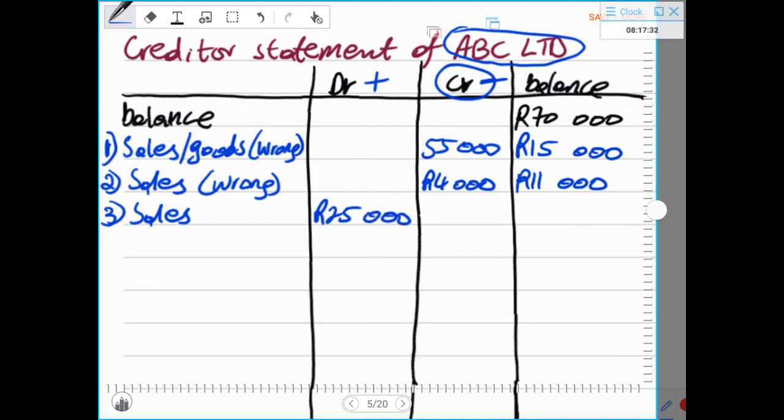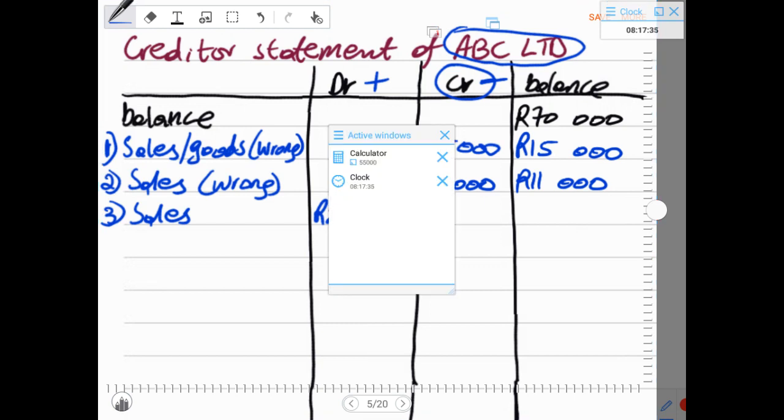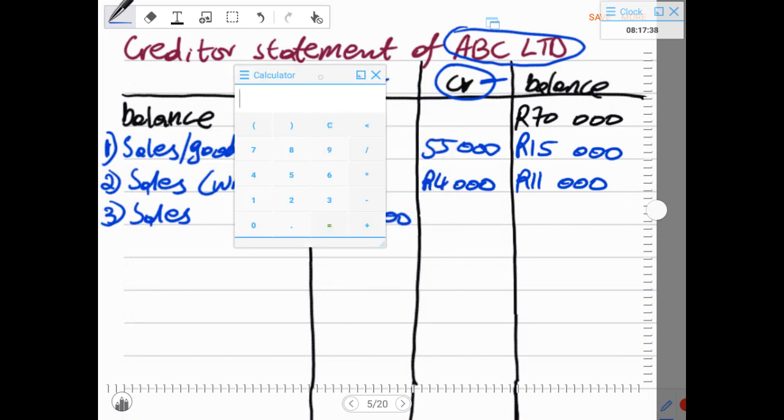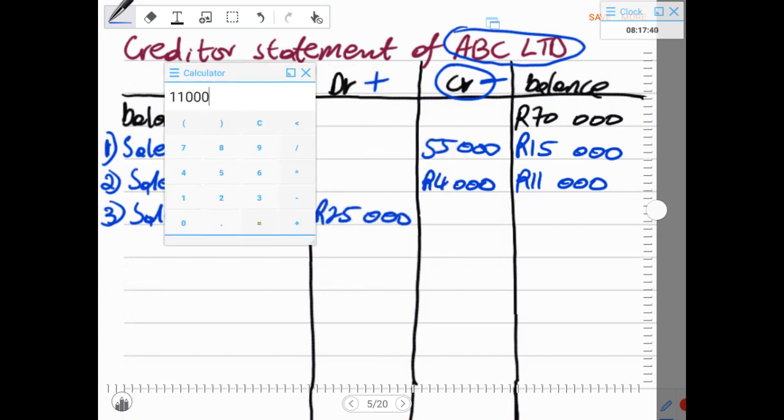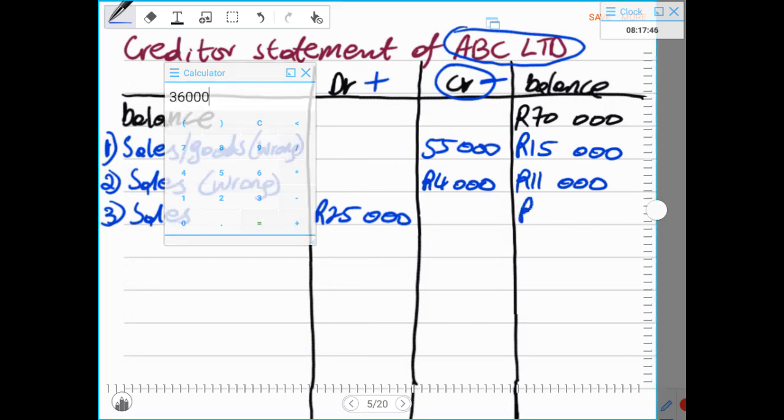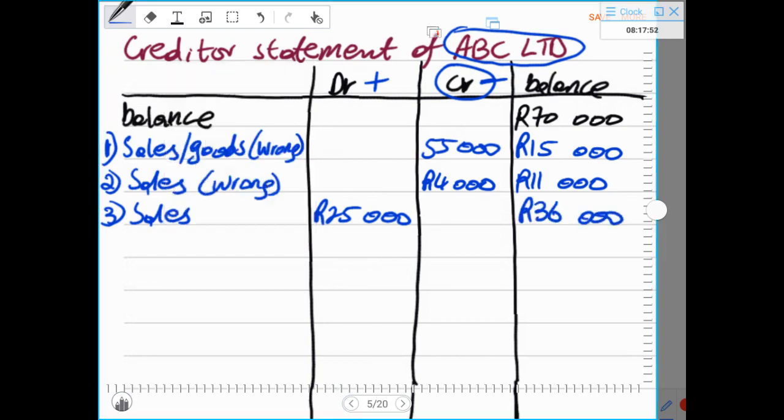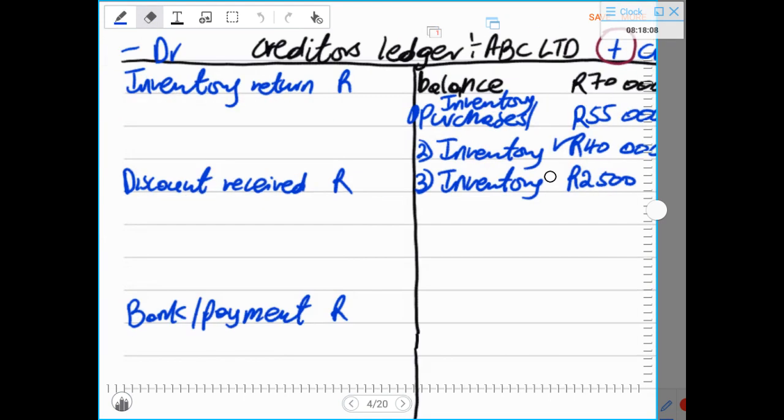So let us first calculate the balance after they have recorded this 25,000 rands. So now it will be 11,000 plus 25,000 rands, meaning the balance will be 36,000 rands. Now let us ask ourselves, who is wrong? Remember, the statement is always wrong so that we can do the reconciliation. If the statement is right, we don't do reconciliation, similarly with the bank reconciliation statement. So in this case, we say the correct amount is 2,500 in the creditor's ledger.